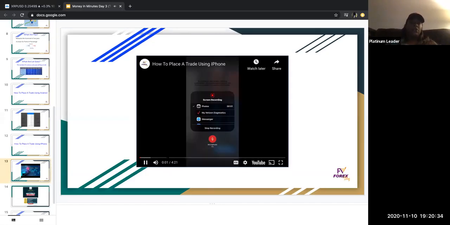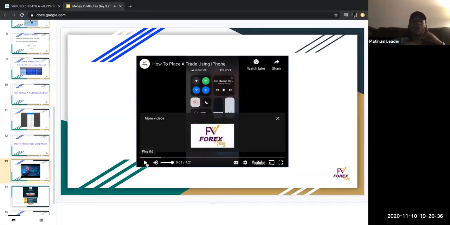All right, that was showing you how to place a trade on the iPhone. They're very similar, with the same thing, but the setup is totally different. So you just have to pay attention when you're doing it.